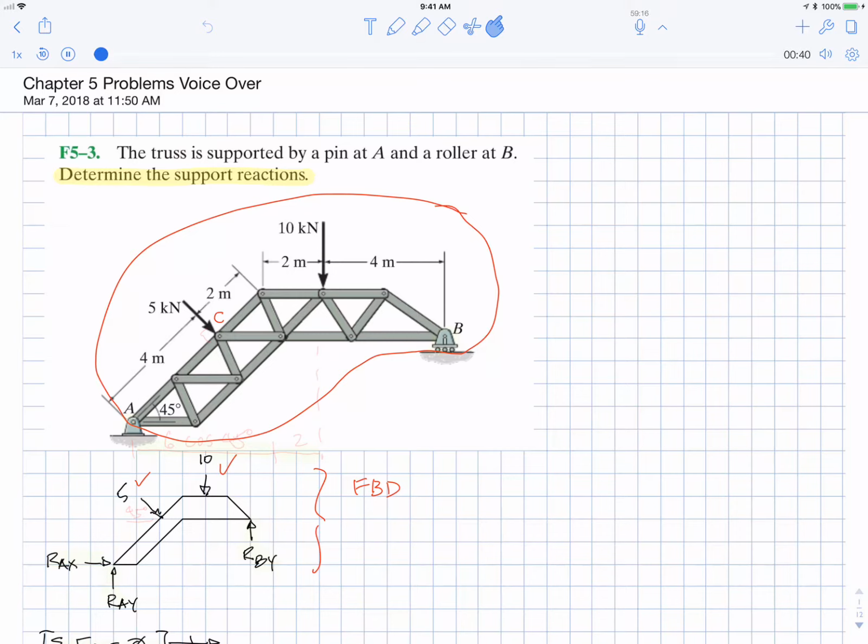Then the next step was I drew everything I cut through, and you can see that I cut through a pin there, and so that meant I got two reactions right there at A, and I cut through a roller right here at B, and that means perpendicular to the surface or the ground, which is going straight up, I had one reaction. And once you have the free body diagram, these 2D problems are always the same.